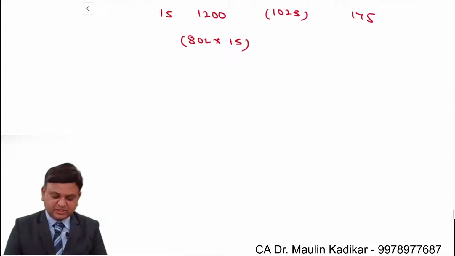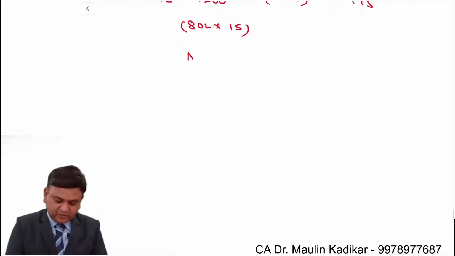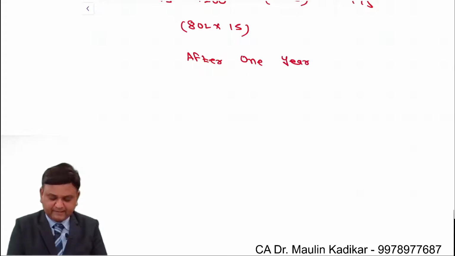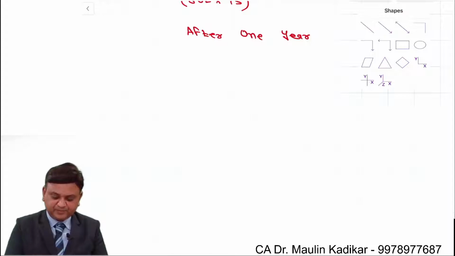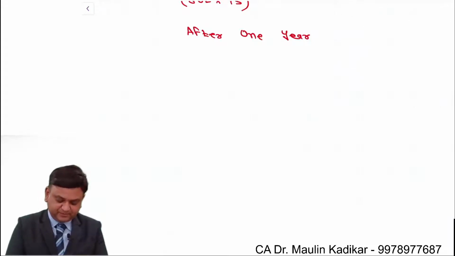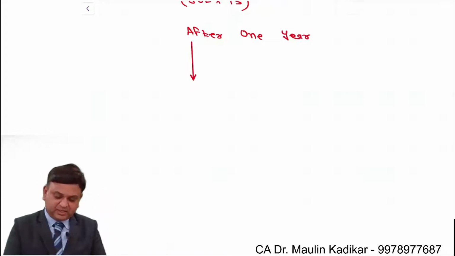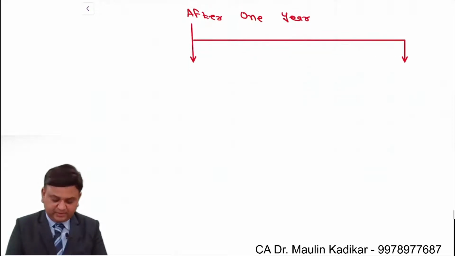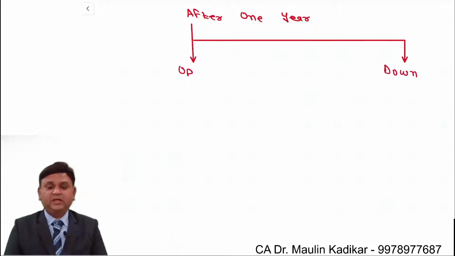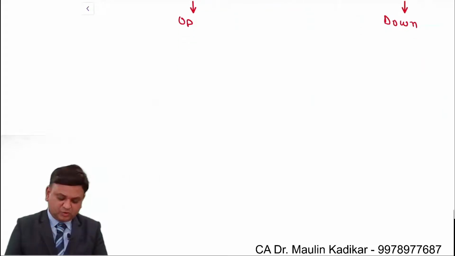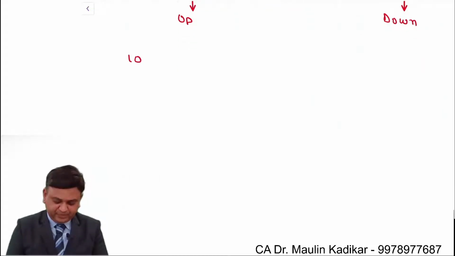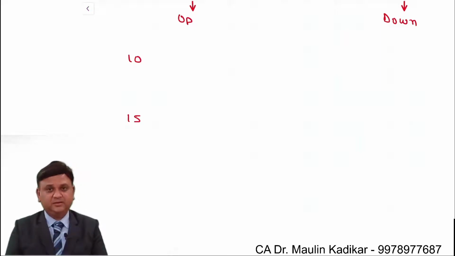We may do the construction after 1 year. If we do the construction after 1 year, there are two possibilities. One is that the price of flats might have gone up, and the other is that the price of flats might have gone down. So it is either up, or it may fall down. If it is up, suppose you construct 10 units, and 15 units, what will happen, let us see.